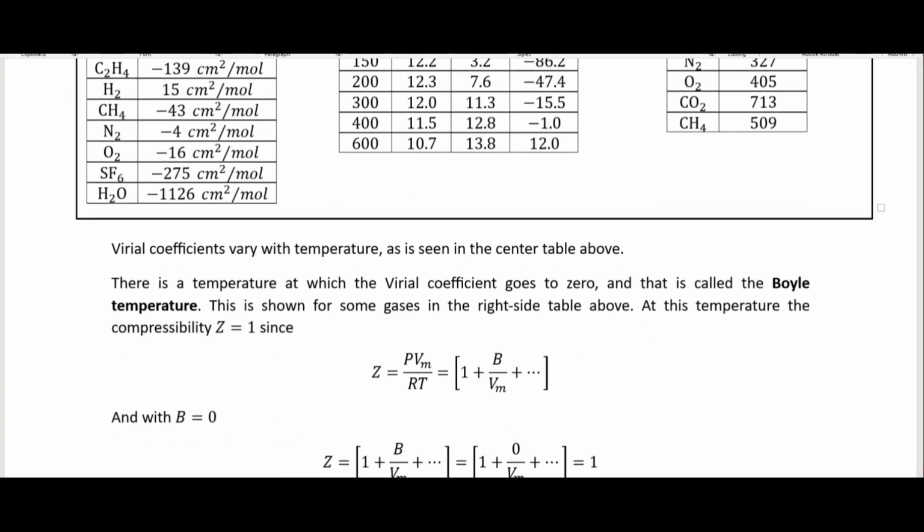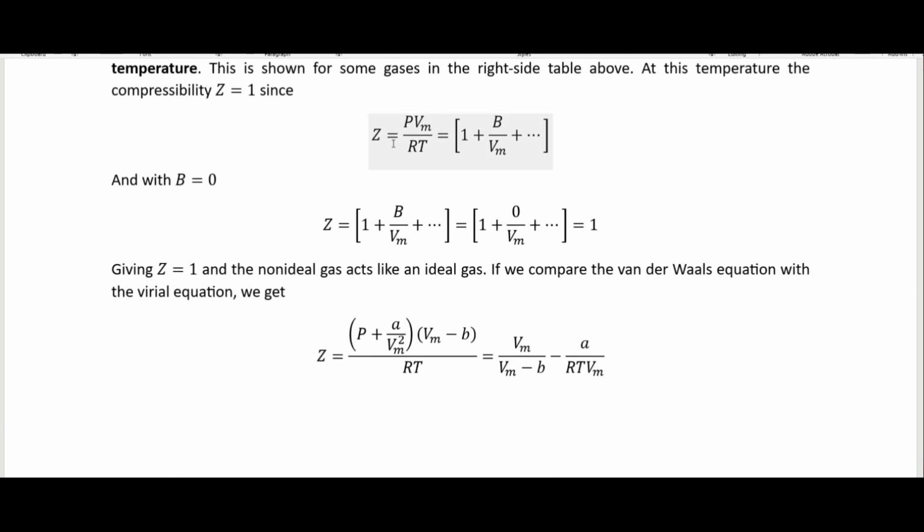And we can see this by looking at it this way. So we have our Z being equal to this PV over RT. So we want to set this equal to this Taylor expansion right here. But with B equals 0, we see that we just now have 0 over the V right there. So this will be equal to 1. That gives us Z equals 1, which is when the non-ideal gas will act just like an ideal gas.